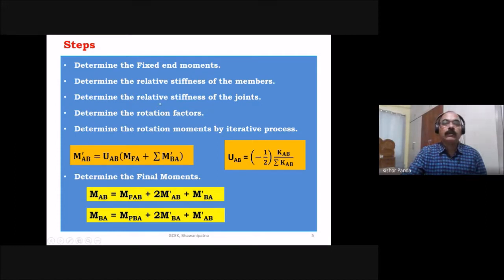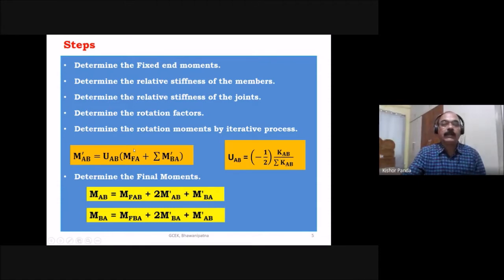After getting the rotation factor and the fixed end moments, you can find the rotational moment by an iterative process. This is the formula: M'AB is equal to UAB times (MFA plus summation of M'BA), and UAB is equal to minus of KB by summation of KB.